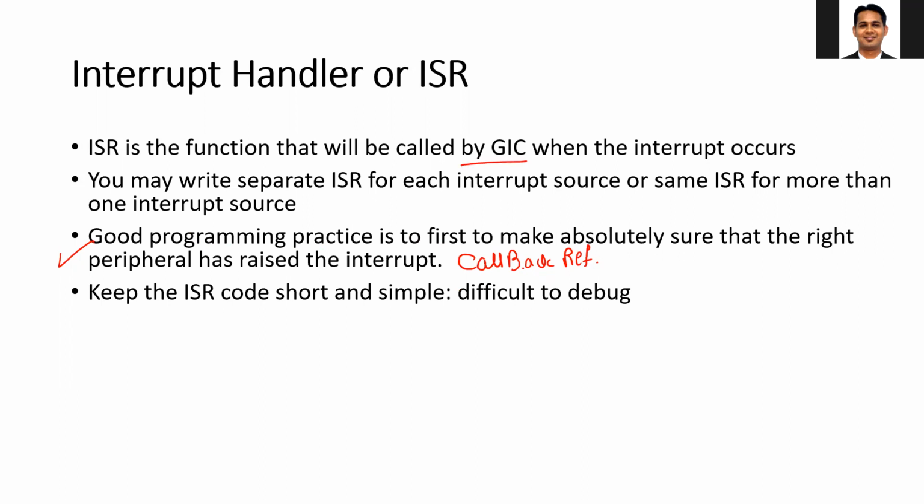Keep the ISR code as short as possible, as simple as possible, because the interrupts will be generated only in response to a specific event. So it is very difficult to get those conditions or replicate those conditions while debugging.